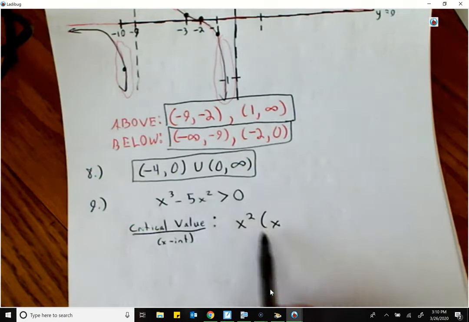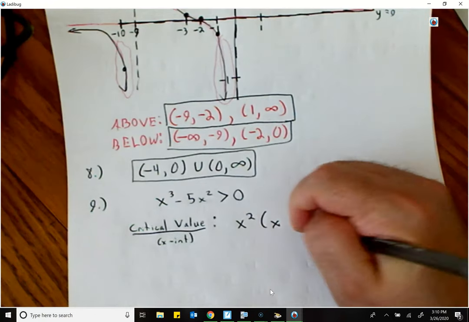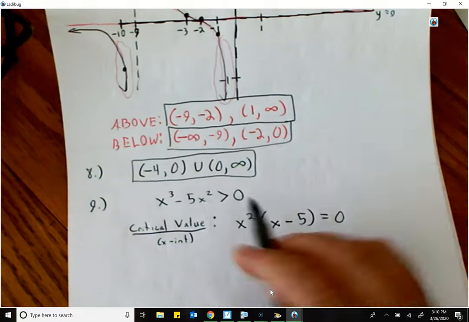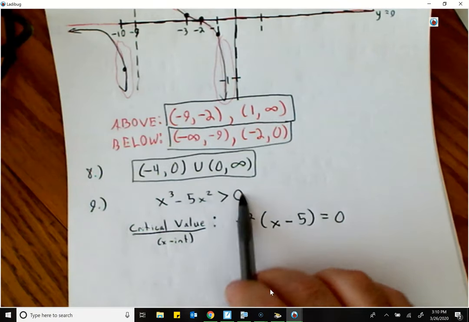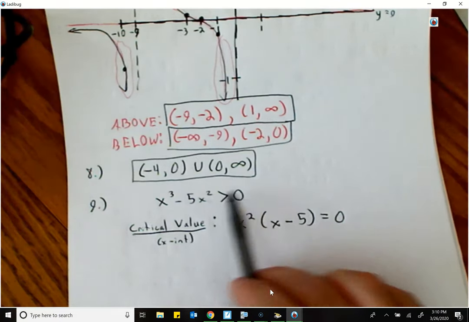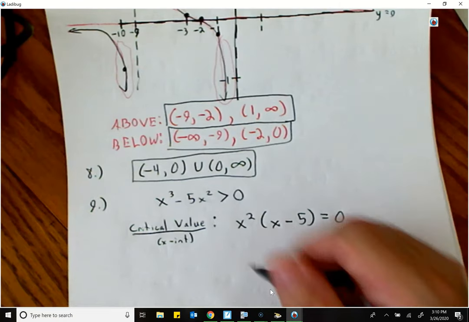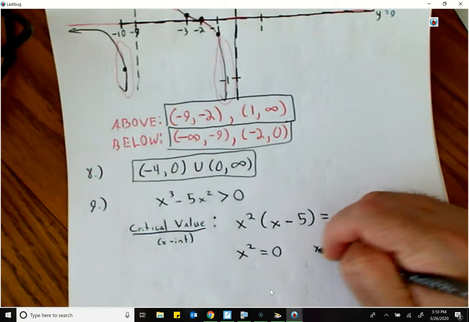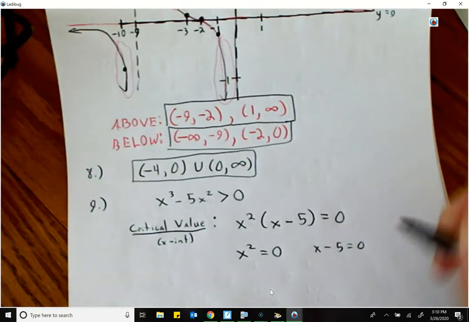There were two x's, I pulled two out, so that leaves me with just the negative 5. And again, I'm going to set this equal to 0 because I don't care about this until the very end when I want to answer the question. So now that this is factored, all we're going to do is set these equal to 0. So x squared equals 0. x minus 5 equals 0.